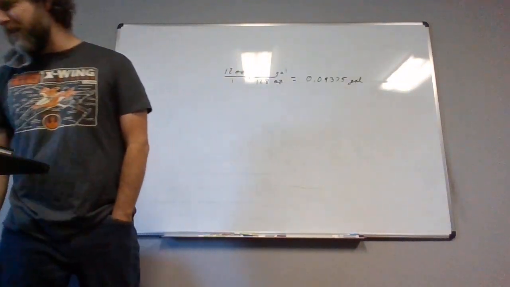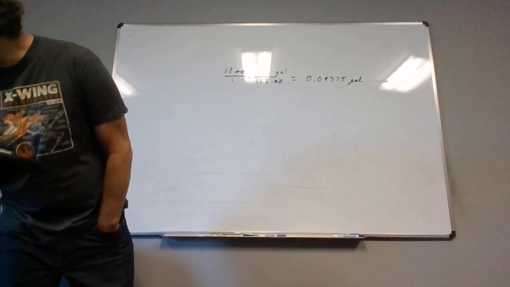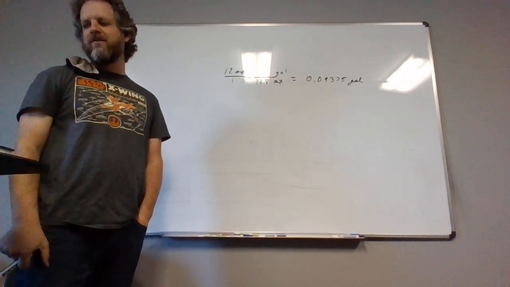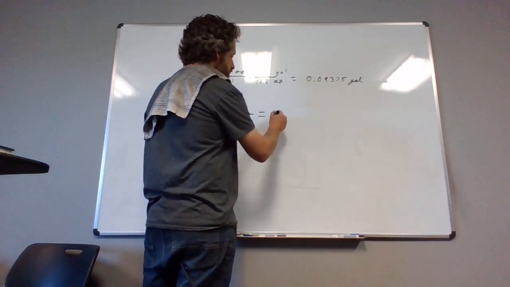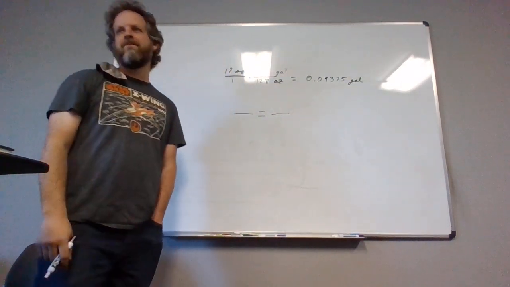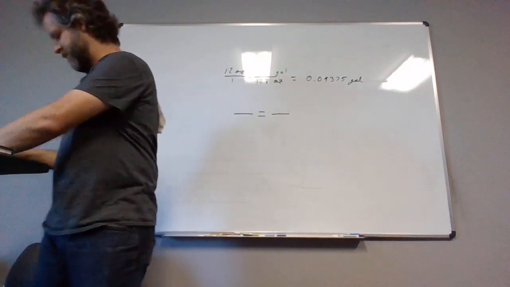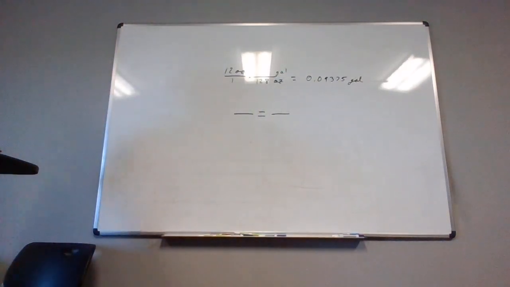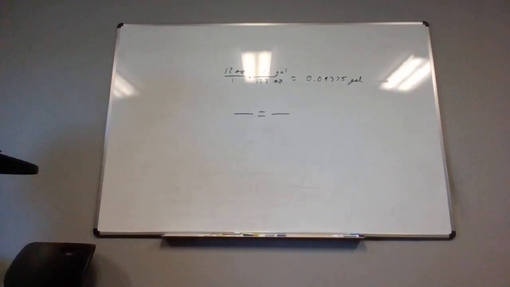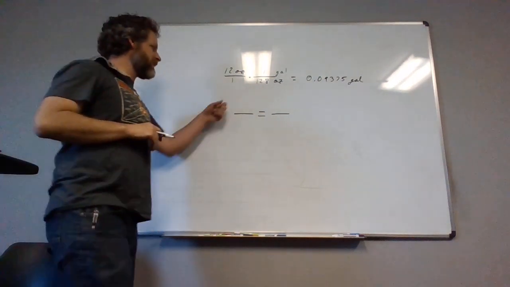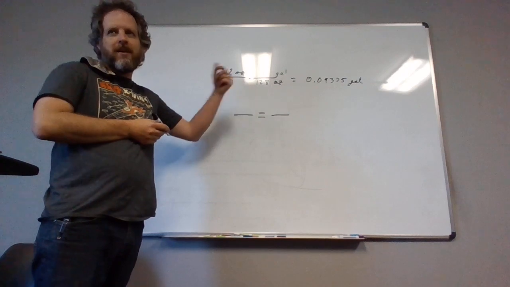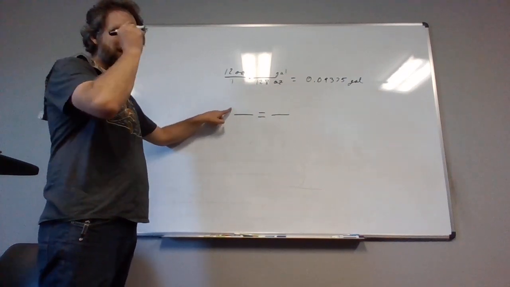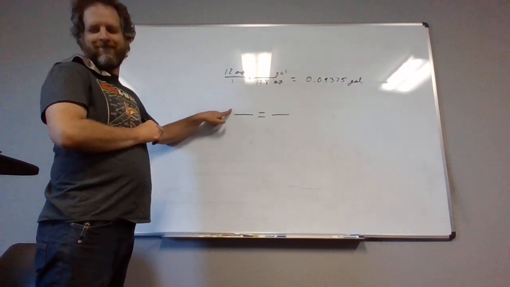We're asked to write a proportion that can be used to find the cost of a gallon of soda. So a proportion is a fraction equals a fraction, right? So far, so good. So what's going to go in this fraction over here? What am I going to write right here? Somebody tell me something.